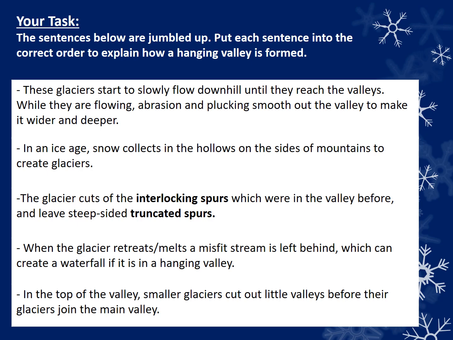Your one and only writing task for today, Year 7, is to take these sentences which explain how you get a U-shaped valley and a hanging valley, and I would like you to rearrange them into the correct order and copy them out in the correct order. We will put the answers to this on the activity on the lesson for next week so that you can self-mark them. But you need to write out each sentence into the correct order to explain how a U-shaped valley and a hanging valley is formed, please.